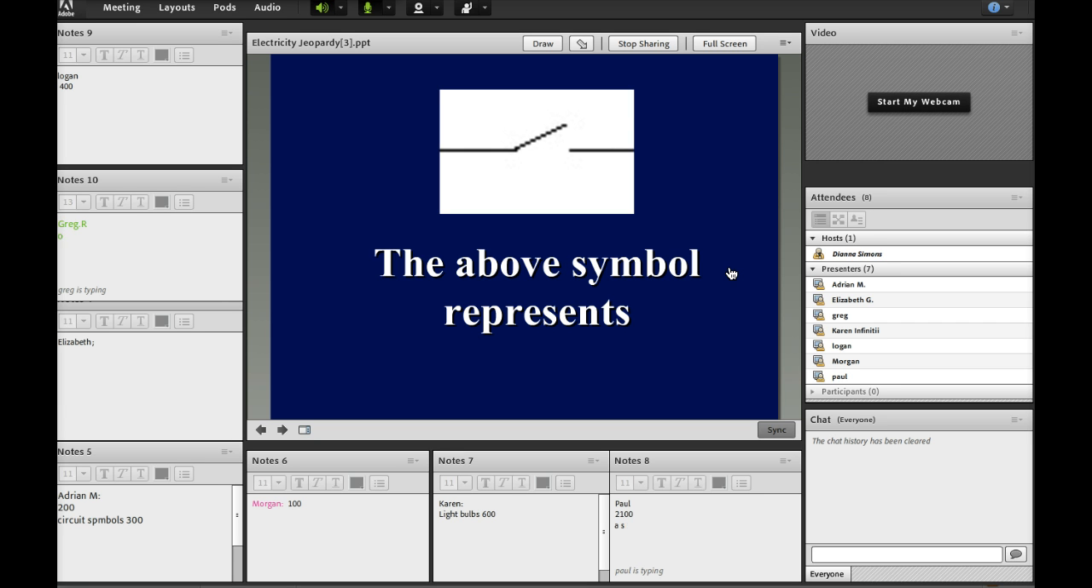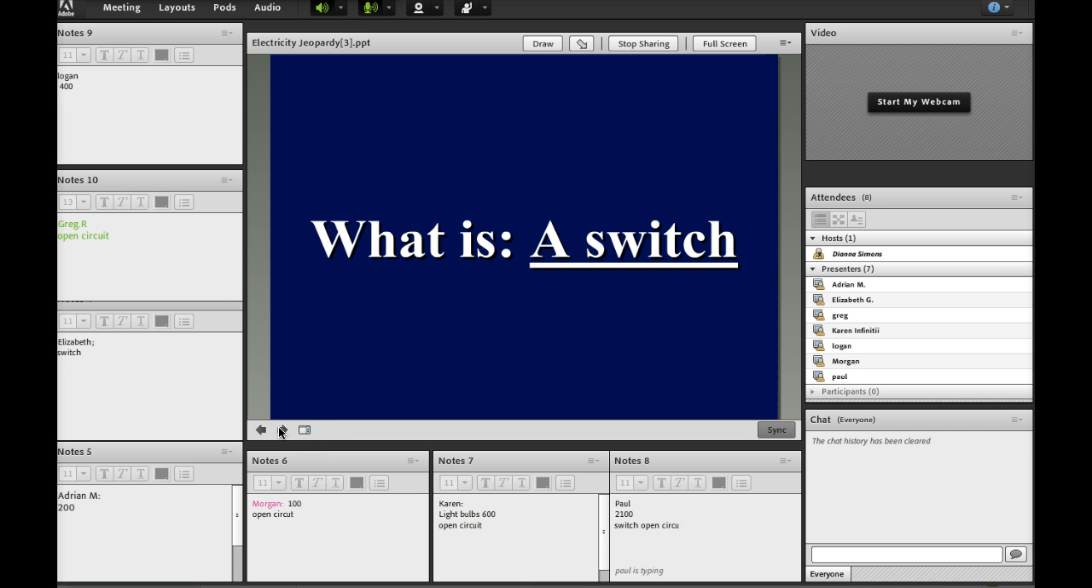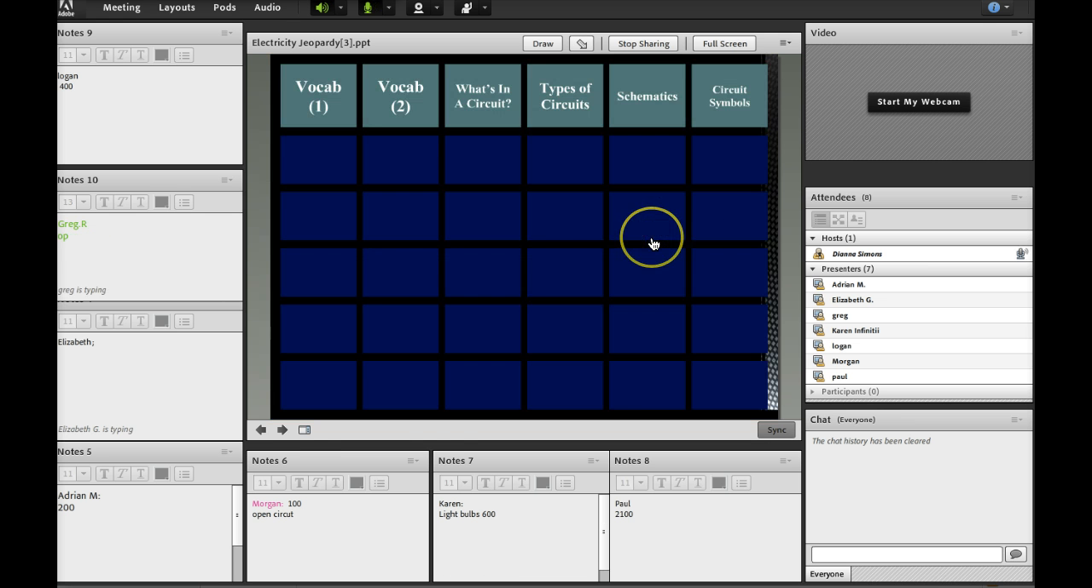No, switch. Greg's got an answer. Paul's got an answer. Elizabeth, yay. Morgan, is that your answer? Okay, so everybody, this actually represents a switch, but those of you that put open circuit, that's good because that means that the circuit is open. So everybody actually had the right answer. How many points is that? 300.